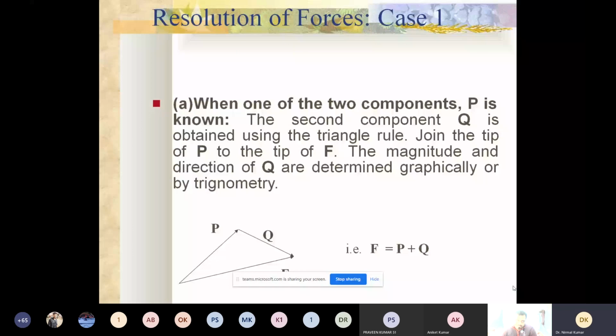When one of two components, P, is known, the second component Q is obtained using the triangle rule. So this is P plus Q. So here we can easily write that F, this is the F, equivalent to P plus Q. Just joining the tip of P to the tip of F. And the magnitude and direction of Q will be determined graphically or by trigonometry.